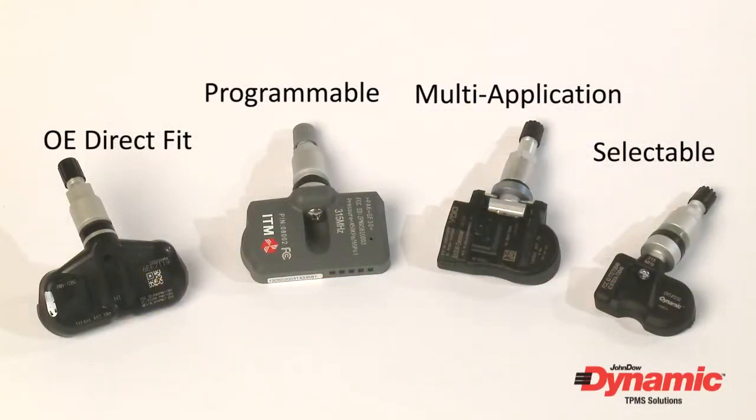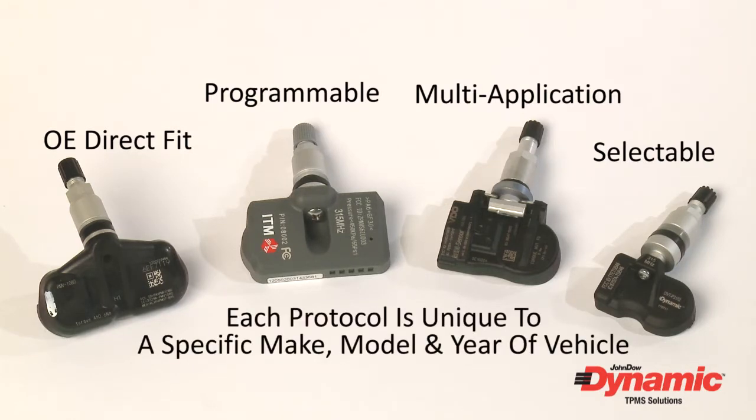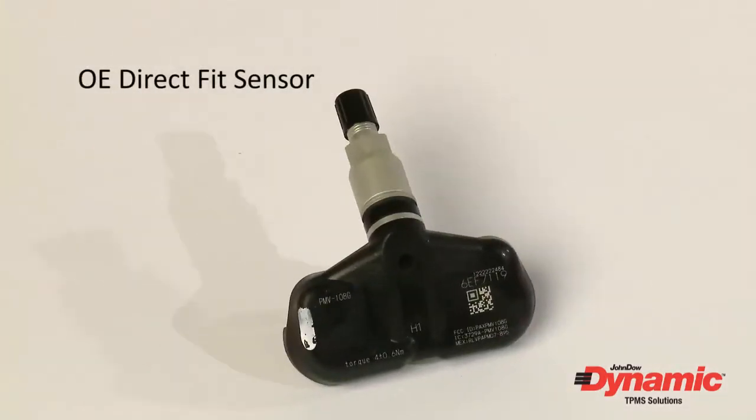In today's market, these are the 4 sensor types with regard to how they are programmed with a code or protocol that talks to the vehicle's TPMS control unit. Each protocol is unique to a specific make, model, and year of vehicle. Let's begin with the OE direct fit or original equipment type sensor.